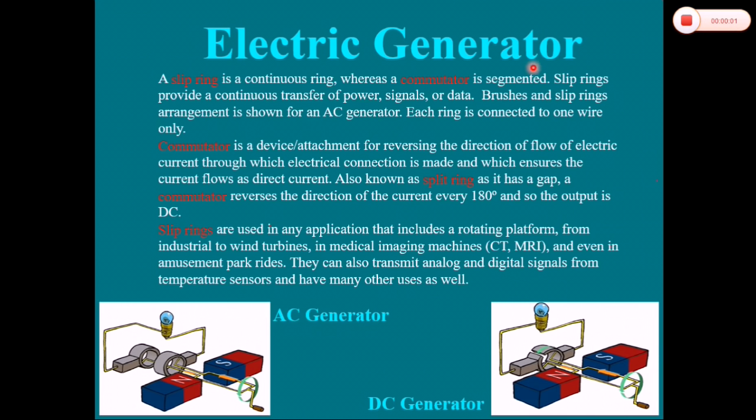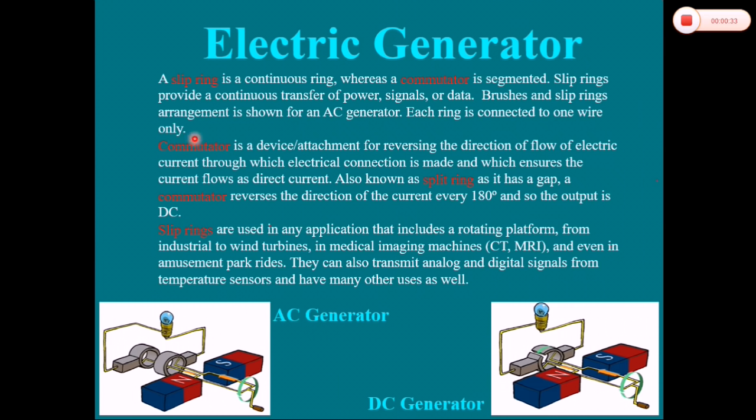Now, electric generators are of two types, AC generator and DC generator. Let's see what is the difference between these two generators. In an AC generator, we use slip rings, and in a DC generator, we use split rings or a commutator. A slip ring is a continuous ring, whereas a commutator is segmented. Slip rings provide a continuous transfer of power, signals or data.